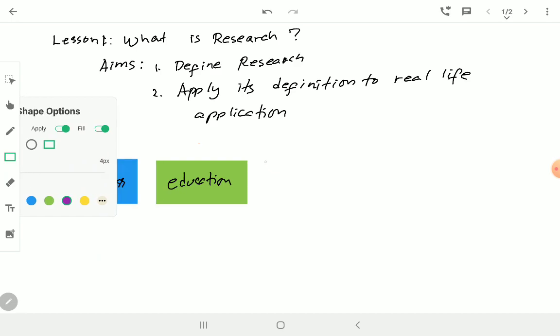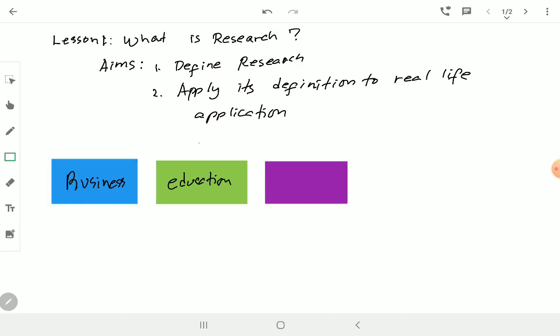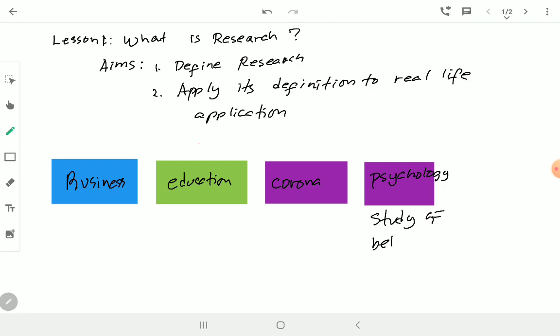Or for example, you have the medical field. The most famous right now is finding the vaccine for coronavirus. Or it could be about psychology, meaning why do people behave in that way? Psychology is the study of behavior. Why do people behave that way?